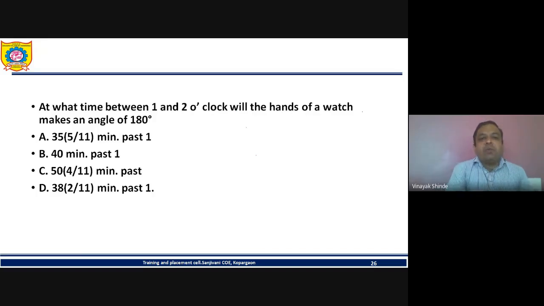At what time between 1 and 2 o'clock will the hands of the watch make the angle of 180 degrees?